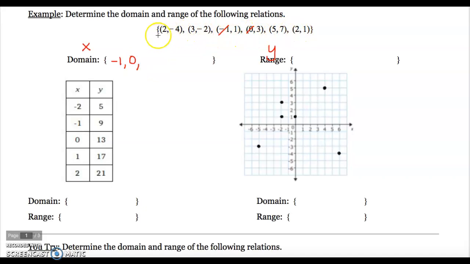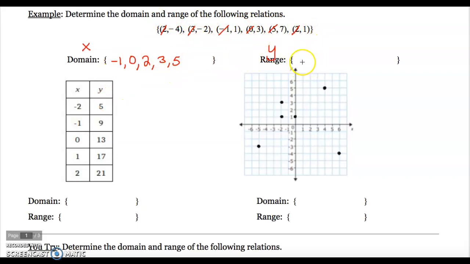And then 2. Even though 2 is in my data set twice, I'm only going to write it once. There's no repetition when you do domain and range. So the number 2 is in my domain, and then I just have 3 and 5 left. So that is my domain. These brackets at the end, I often refer to them as fancy brackets, just represent a set of numbers. So the set of numbers -1, 0, 2, 3, and 5 are the domain of this data set.